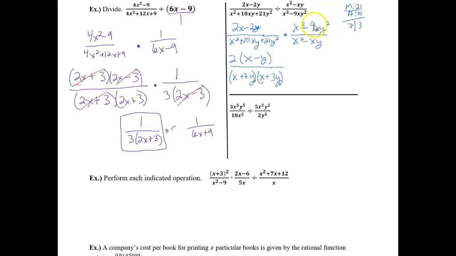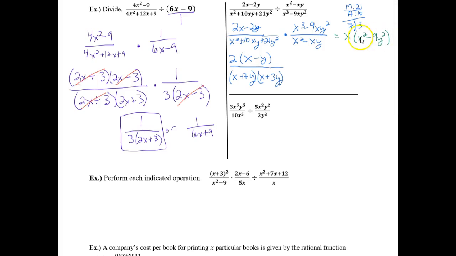Over here on the right, I think we should take out a GCF of x first. I'm going to go ahead and write it next to it just for the sake of room. Take out an x. We'd be left with x squared minus 9y squared.